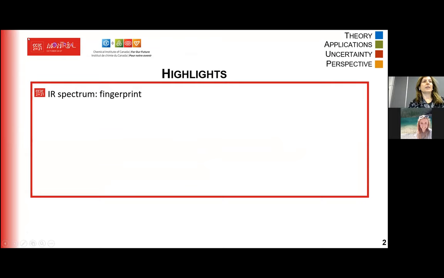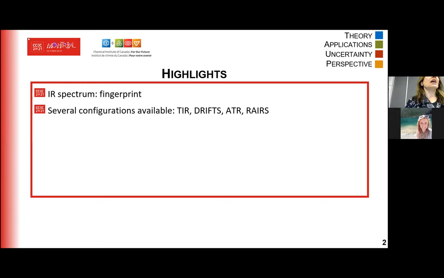Infrared spectroscopy is a very, very common technique. It has been used for many years in chemical engineering and in other fields of science. The first highlight for this technique is that it's like the fingerprint of a molecule. It's a characteristic signal that is useful to identify a wide variety of molecules. In addition, for the application of IR spectroscopy, we have several configurations available, as I will show you briefly.